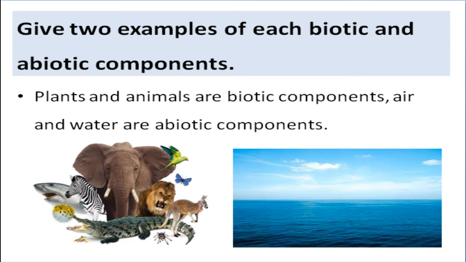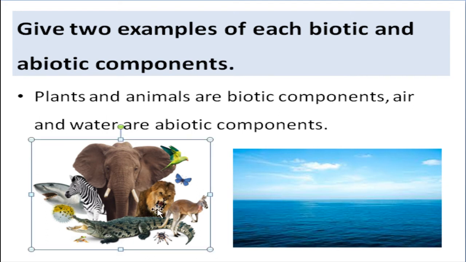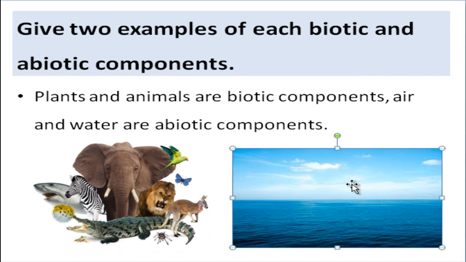Our next question is, give two examples of each biotic and abiotic component. So plants and animals are the example of biotic components. Air and water are example of abiotic components.